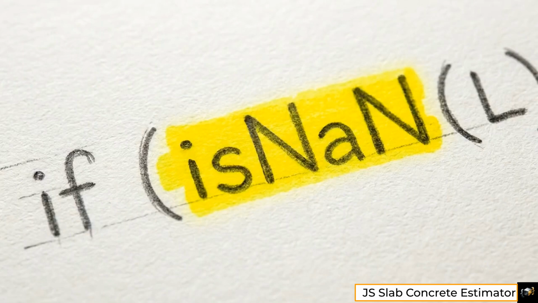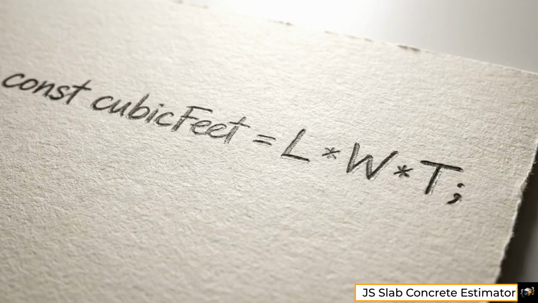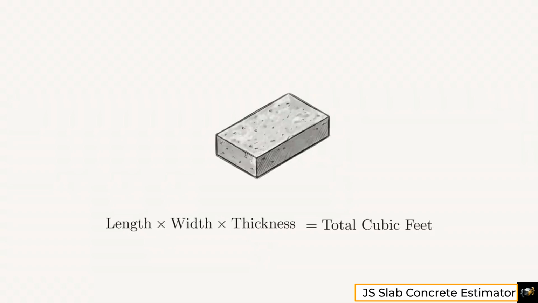Step 4 begins with a safety check. We use an isNaN, is-not-a-number, command. If any input fields are left blank, this check halts the calculation entirely and triggers a pop-up alert instructing the user to enter all values. Once the data clears the safety check, we execute the initial volume formula. We multiply the length, the width, and the corrected thickness together to determine the total cubic feet of the slab.